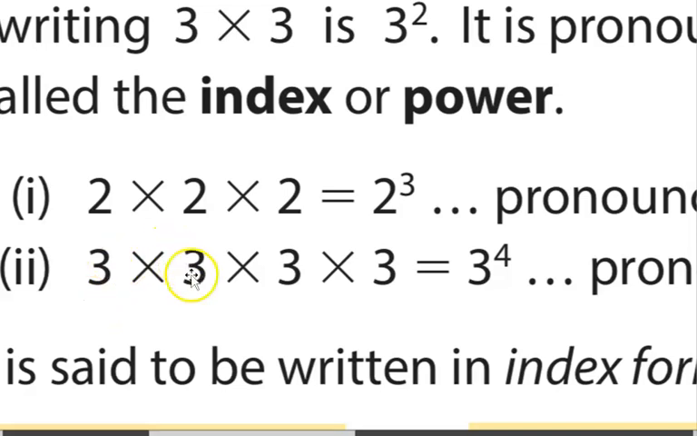And then 3 times 3 times 3 times 3. So 3 multiplied by itself 4 times can be rewritten as a big 3, so a base of 3, and a power of 4, so a little number 4. So this means 3 times 3 times 3 times 3. So 3 multiplied by itself 4 times. And we call this 3 to the power of 4.